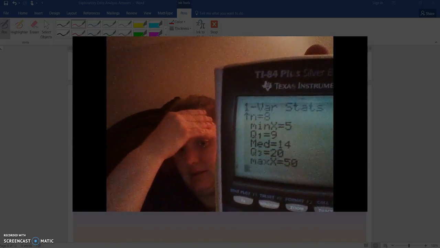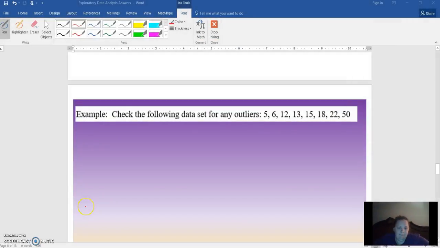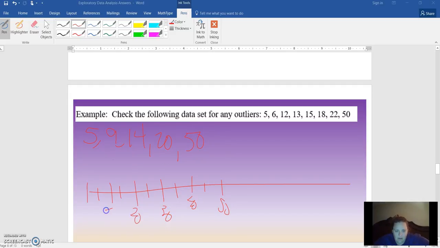5, 9, 15, 20, and 50. So 0, 5, 10, 15, 20, 30, 40, 50. Okay, see, I'm terrible at drawing number lines. I made this one way too long. All right, let's put a dot at 5, a dot at 9, 14, 20, and then 50.